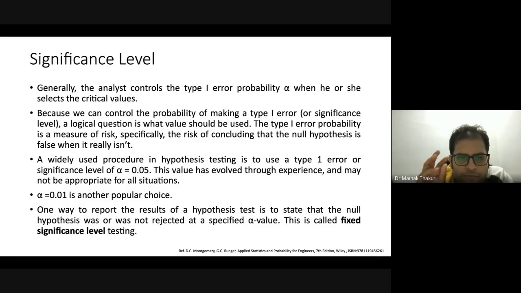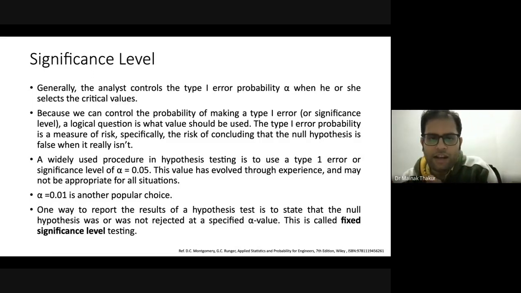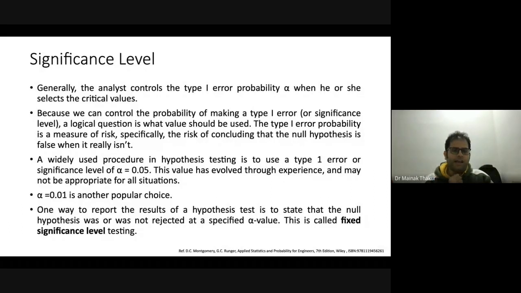So you have some fixed significance level, let's say alpha equals 0.05. Based on that, you decide the critical values, the critical region, and the acceptance region. If your test statistic falls in the acceptance region, you accept the null hypothesis. If it falls in the rejection or critical region, you reject the null hypothesis. This is very simple, fixed significance level testing.